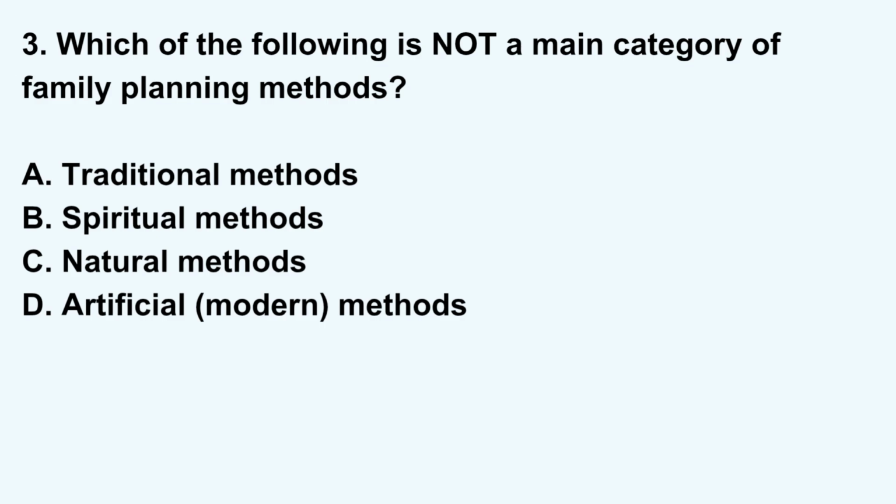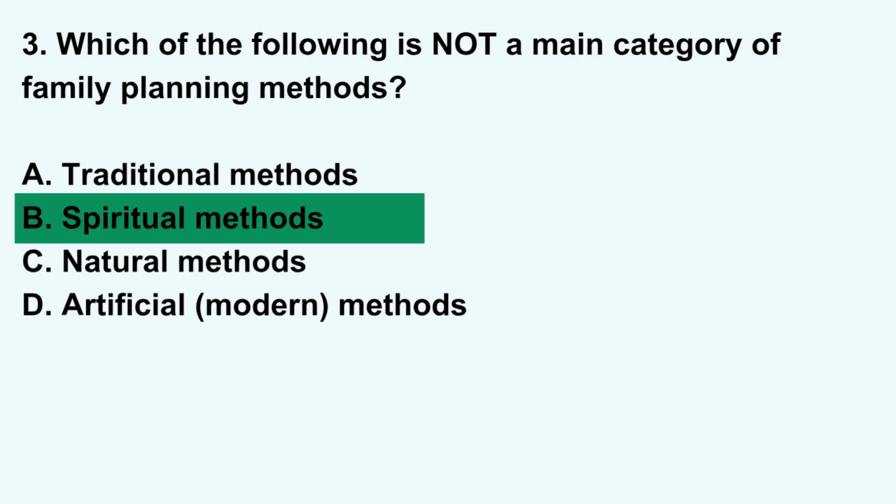Which of the following is not a main category of family planning methods? A. Traditional methods, B. Spiritual methods, C. Natural methods, D. Artificial or modern. Correct answer is B. Family planning methods are categorized as traditional, natural, and artificial or modern. Spiritual methods are not scientifically recognized as a main category.